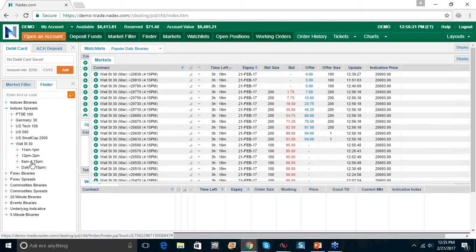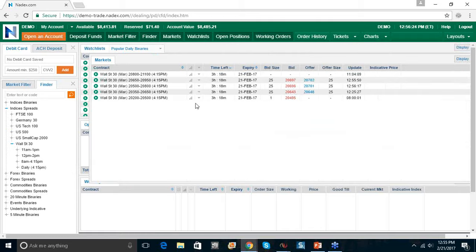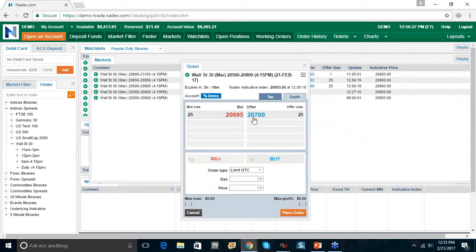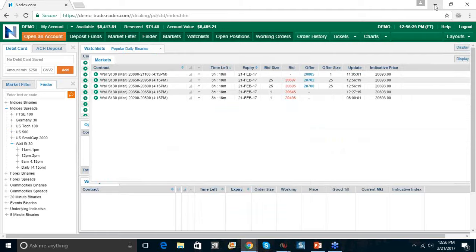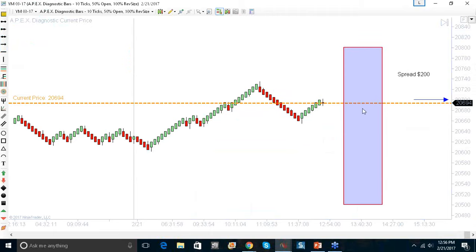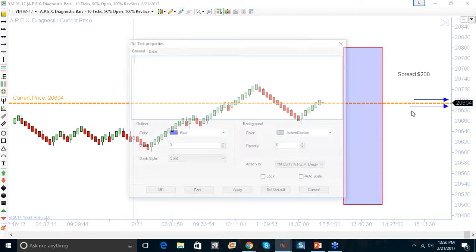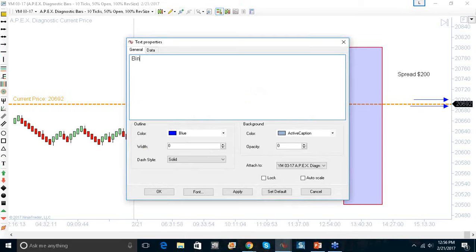The spread is back at about, see here, it's still at 700. So 690 we can get a binary for right here. And we've got to put up 60 bucks for the binary, right? So for the binary we put up $60, and the strike is at 20,690.